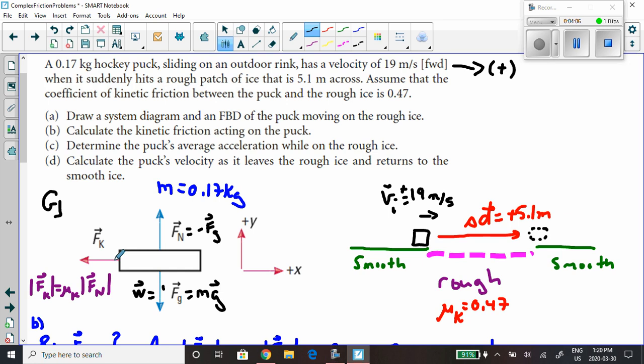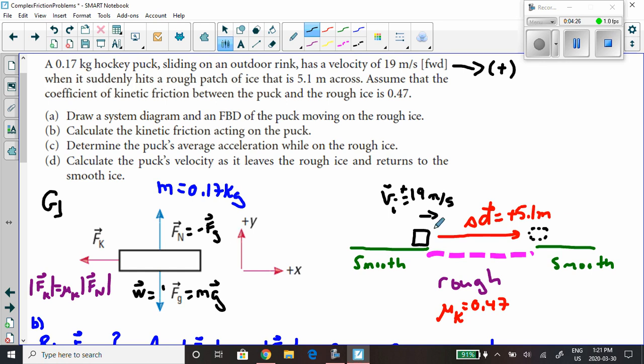And these are all known equations. Normal force is always equal to the negative force of gravity. Weight, force of gravity, is equal to mass times the gravitational field strength near the surface of the Earth. And the magnitude of the force of kinetic friction is equal to the coefficient of kinetic friction times the magnitude of the normal force. These are all known equations.